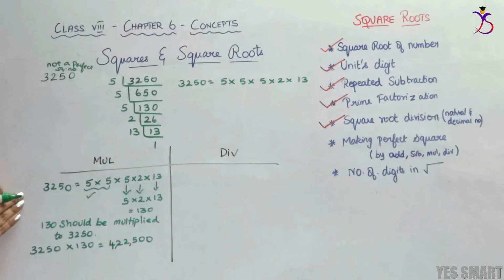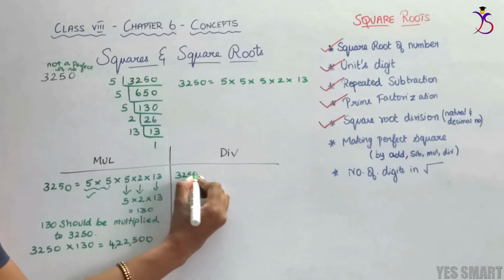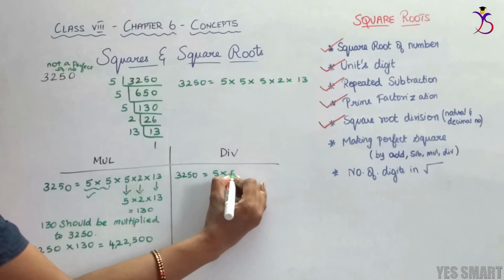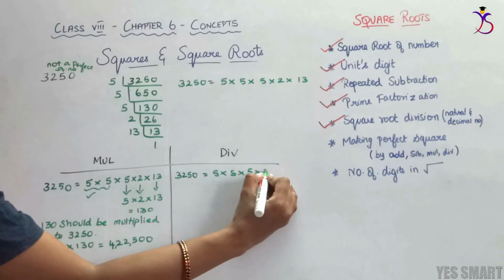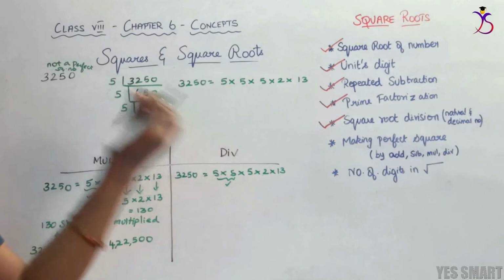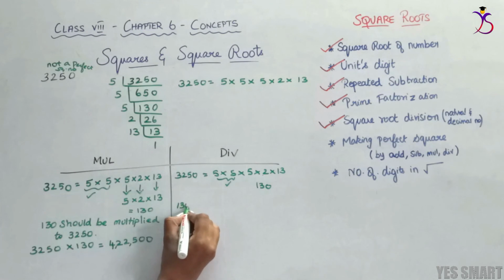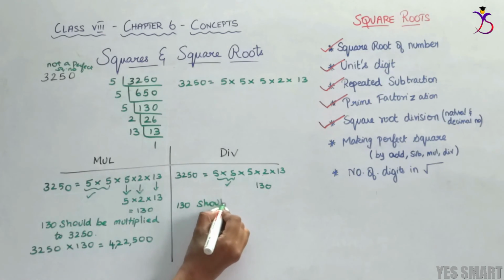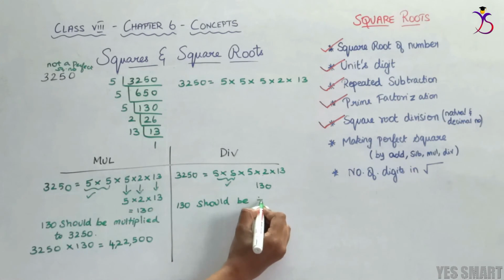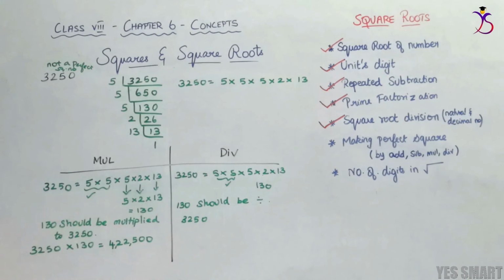In the case of division, we will just remove the numbers which don't have any pair. In the multiplication, we are inserting the numbers, we are multiplying it to give some pair. Here we will remove it. This 5 into 5 has pair, okay. Now this 5 into 2 into 13, which is 130, doesn't have pair. We will divide the number by 130. 130 should be divided. Therefore 3250 divided by 130 gives us 25, which is the perfect square number.